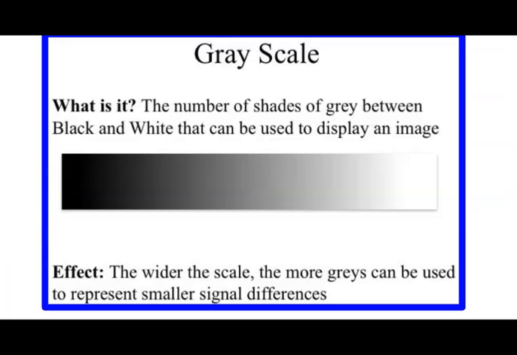So grayscale, what is it? If you define it, it's basically the number of shades of gray between black and white that can be used to display in our image. So the wider the scale of grays, the more grays can be used to represent smaller signal differences.